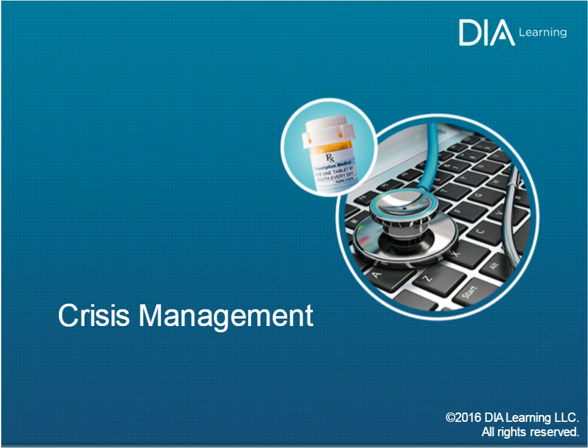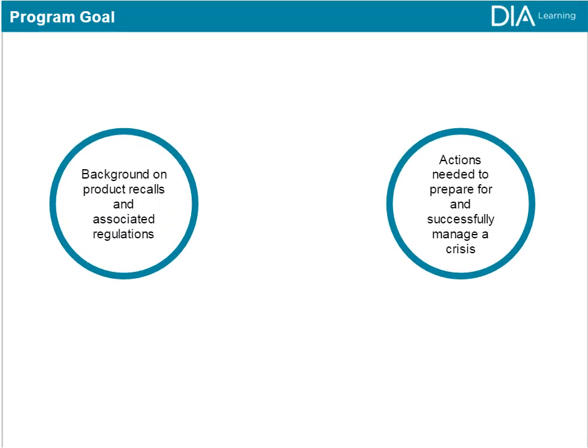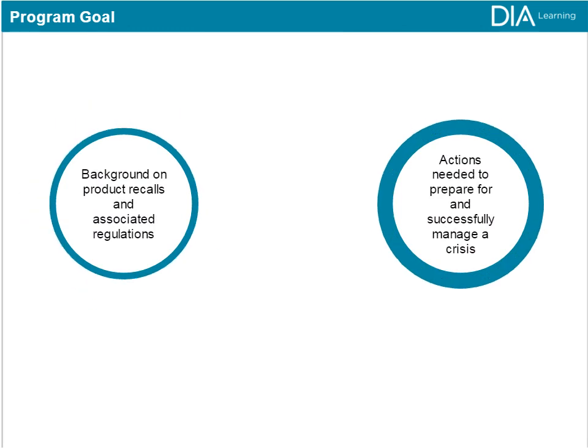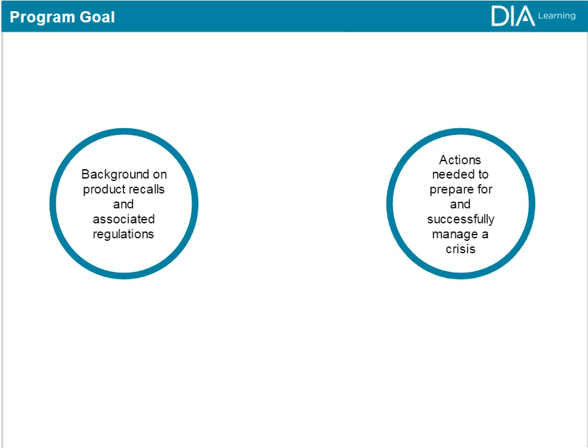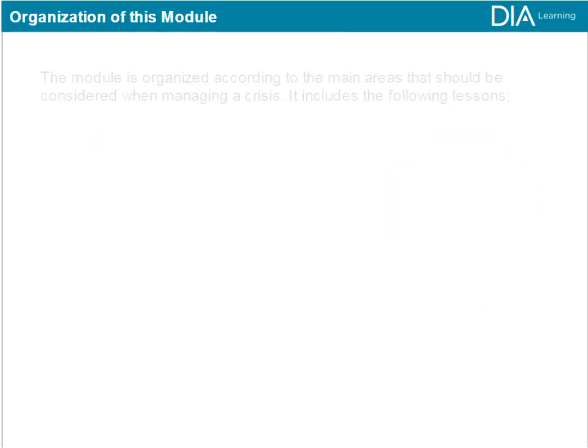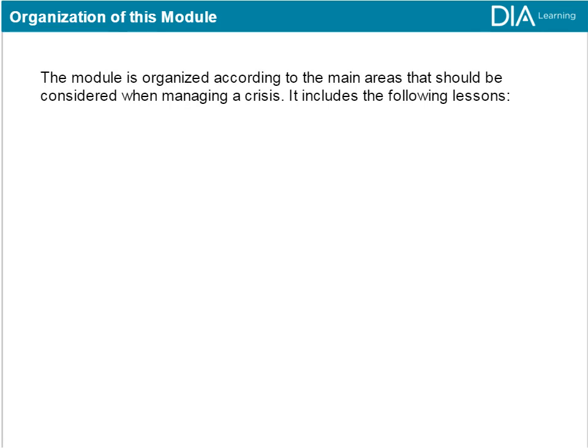The time to learn how to manage a crisis is before it happens. Gain the skills for crisis management in our Crisis Management module. This module is designed to provide medical affairs professionals with an overview of crisis management. It provides a background on product recalls and associated regulations. An emphasis will be placed upon the actions needed to prepare for and successfully manage a crisis. The module is organized according to the main areas that should be considered when managing a crisis. It includes the following lessons.